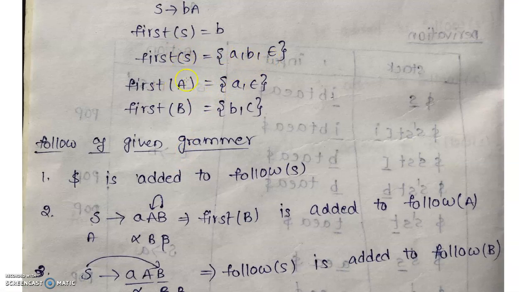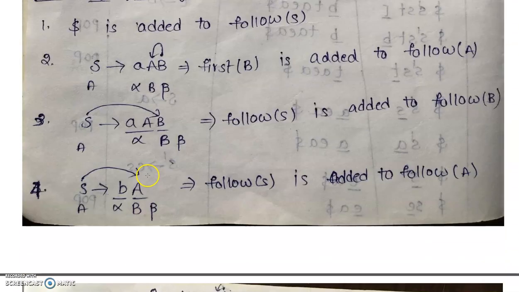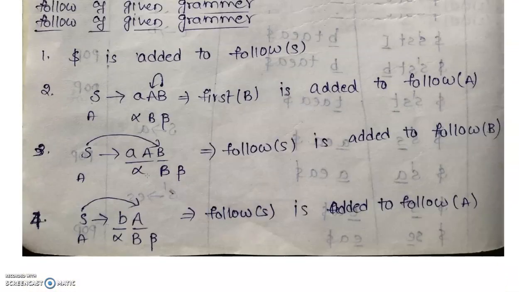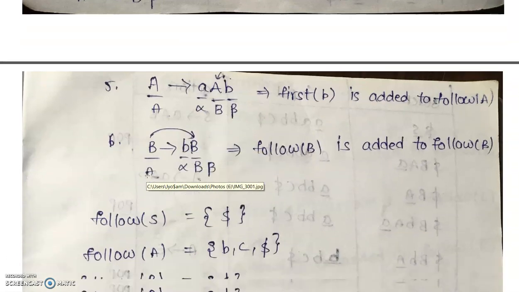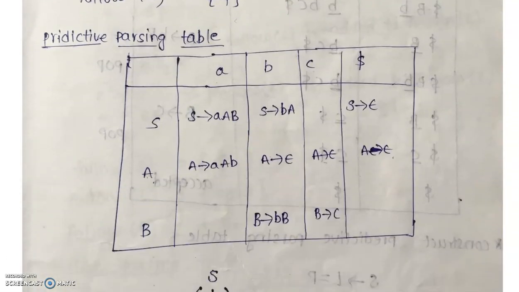For S and A we have to construct the follow. So now we are constructing the follow construction also. This is the way of constructing a follow. After the construction of follow of S, the predictive parsing table contains non-terminals S, A, and B.